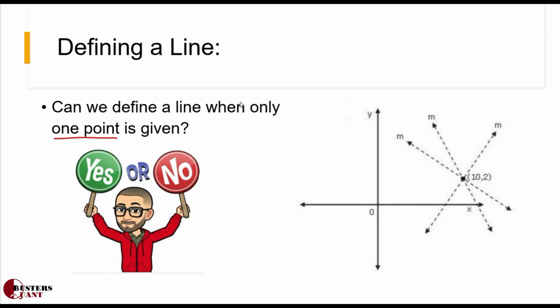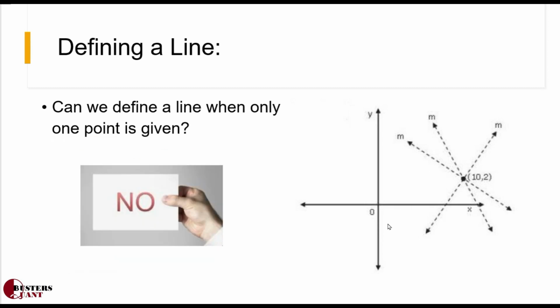Can we define a line? No, we cannot define a line, because suppose this is the point (10, 2). Through this point I can draw an infinite number of lines. All these lines, for example these three lines, are passing through (10, 2), but these three lines are different lines. So if I know only a single point, the line cannot be defined.